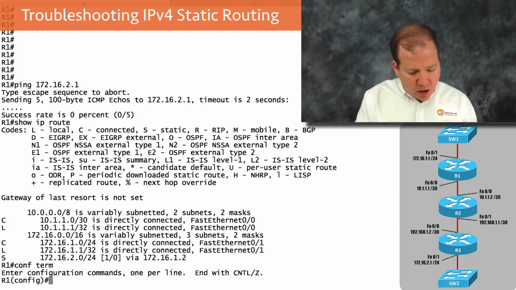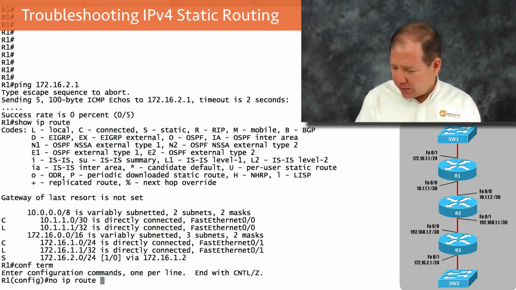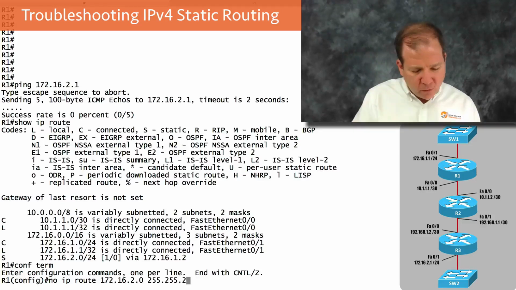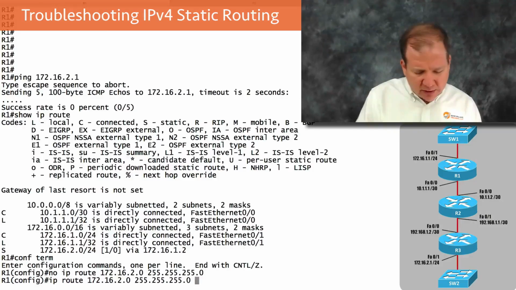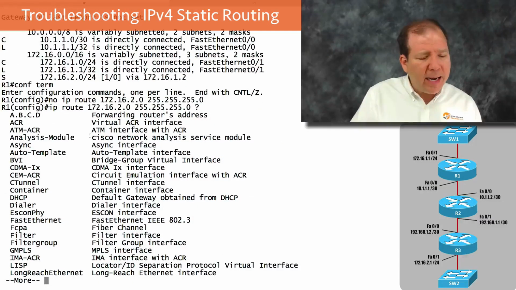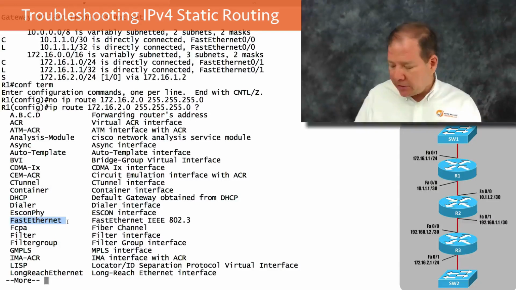Let's say no IP route to 172.16.2.0 with a 24-bit subnet mask. Let's get rid of any route right now we have pointing there. And instead, let's say IP route 172.16.2.0 with a 24-bit subnet mask. Let's give some context-sensitive help here. Notice that I can specify a next hop IP address. I could specify the IP address of R2, or I could specify an egress interface like Fast Ethernet 0/0.